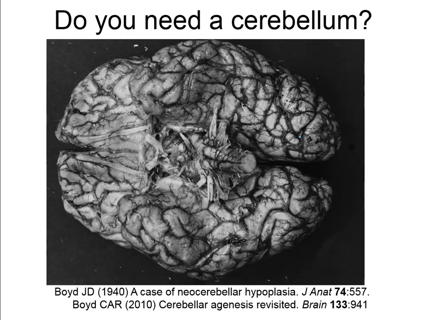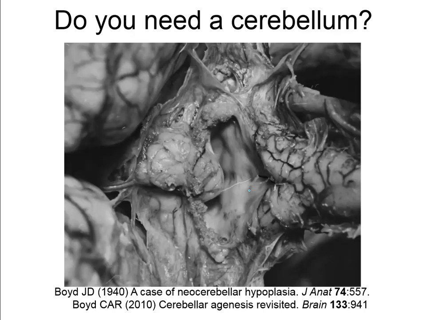And this is the final case I want to show you. It's reported twice, once in 1940 and again in 2010. It's a case of neocerebellar hypoplasia. Again, you can beautifully see the cranial nerves coming off and no visible cerebellum. And then in the pictures published in 2010, with the brain tipped up, you can see this tiny little nubbin of cerebellum. Again, there it is.